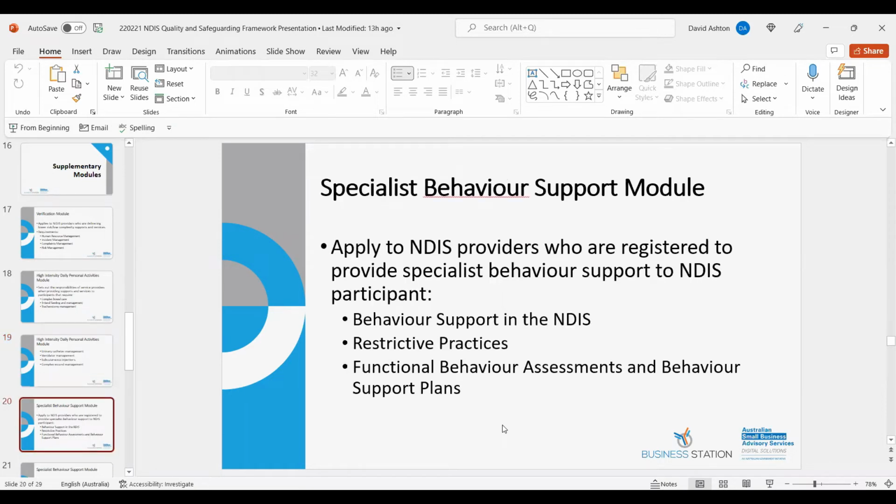So specialist behaviour support module. So this is specialist behaviour in particular.